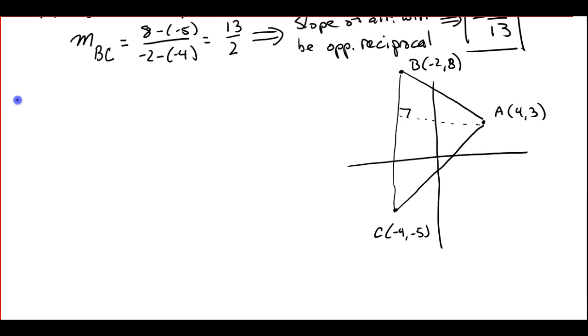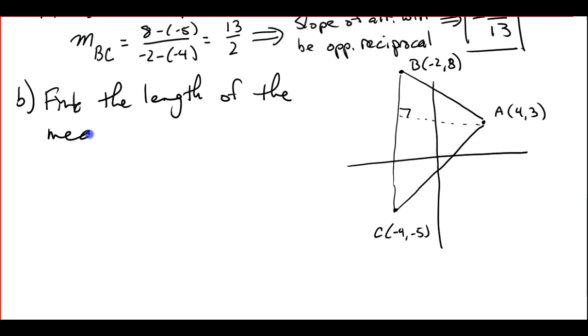Alright, so for part B, I want to find the length of the median to side AB. So here's side AB over here. The median has to go right to the middle. I'll call that point E. So in order to find the length of that, I need to know what the coordinates of point E are.